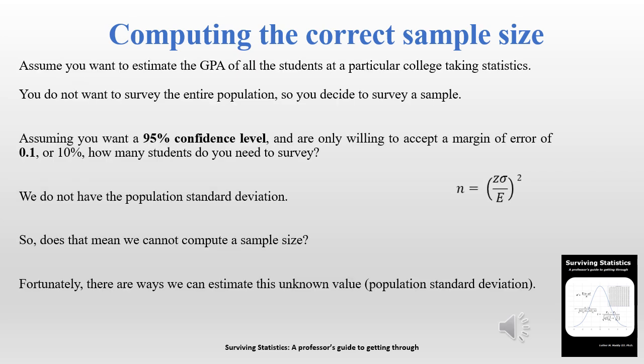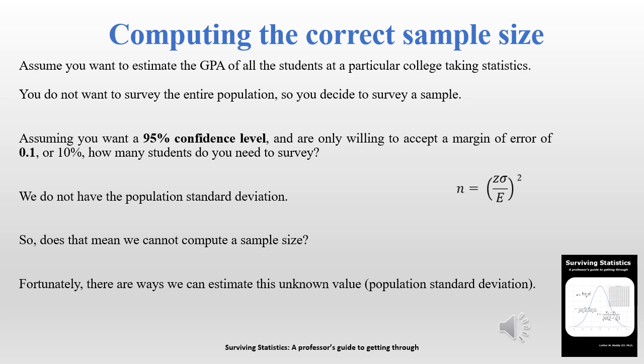All right, so let's assume that what we're setting out to do is survey the entire population of all the students in a particular college that are taking statistics. So these are our parameters. We want a 95% confidence level, and we're only willing to accept a very small 0.1 margin of error. So we don't have the population standard deviation.